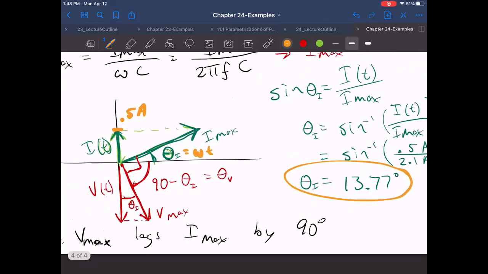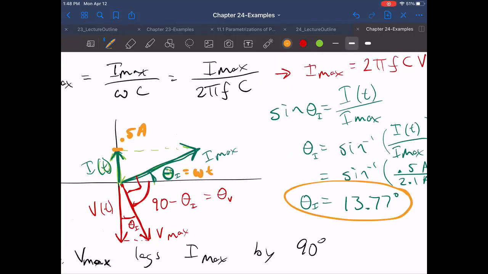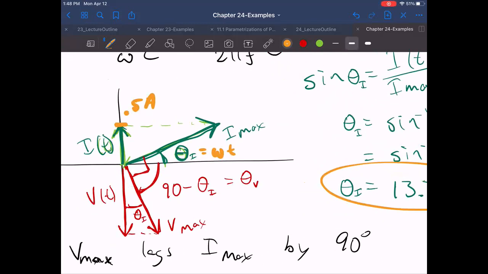Now, if I know that that's the angle for the current, I know that the voltage lags behind it by 90 degrees. So if you look at my picture, I drew this red one in, that's the maximum voltage. And I said, okay, if I go over here, it's 90 degrees to what the other one was. That makes this angle right here 90 minus theta I. And if that's 90 minus theta I, then this angle right down here is just theta I again. It's the same angle. So the angle that the current is making with the x-axis is the angle that the voltage is making with the negative y-axis. Do we all agree with that?